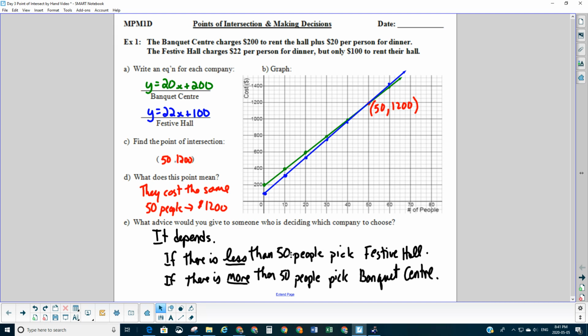Okay. And then the person who's asking you can then go off and make a decision based on all this information. I don't want you to go off and say, oh, I'm only going to have 30 people, so I'm going to pick Festival Hall. No, you don't make that decision. You say it depends and offer their criteria so someone else can decide. The other thing I don't want to see is you say, I'm going to pick the banquet center because it looks prettier. No.